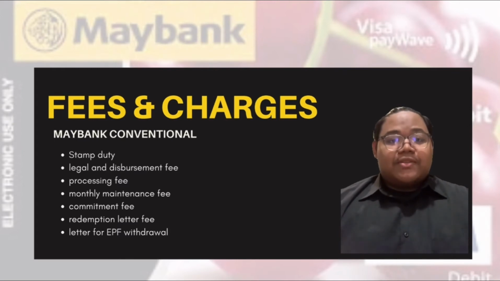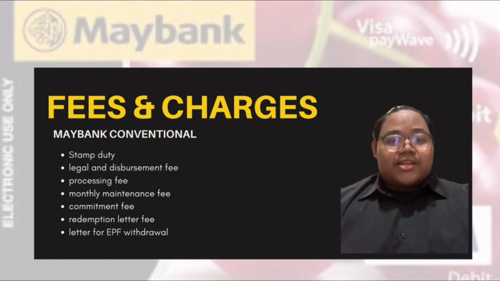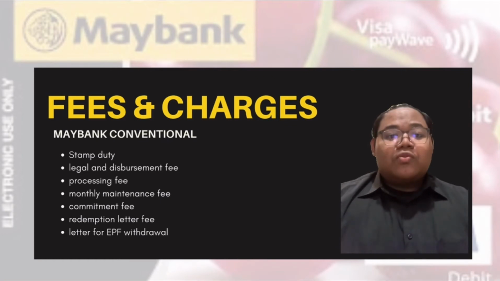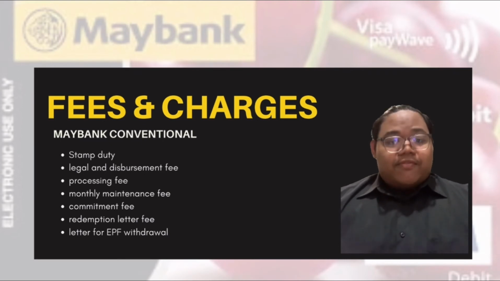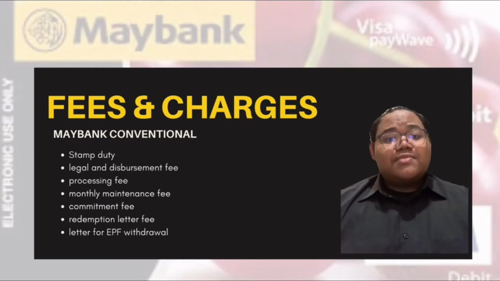Legal and disbursement fees include solicitor fees for the financing documentation, registration of charge, land search, bankruptcy search, and others. Processing fees start from 50 ringgit to 200 ringgit depending on the loan amount. Monthly maintenance fees and redemption letter fees are 5 ringgit, and 50 ringgit for the first request and 100 ringgit for each subsequent request. Last but not least, 10 ringgit will be charged for the letter for EPF withdrawal.